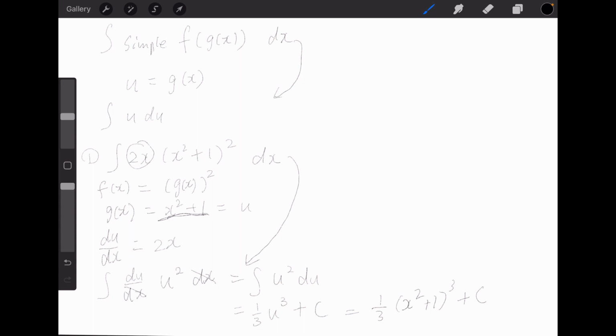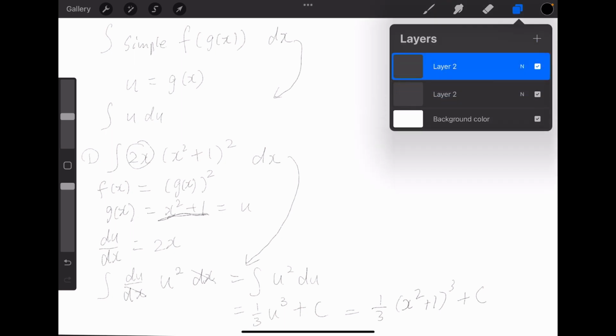But what if the derivative of u doesn't match the simple term? Well, then we have to convert the simple term at the front into the derivative of u first before we do anything else. Let's try another example.